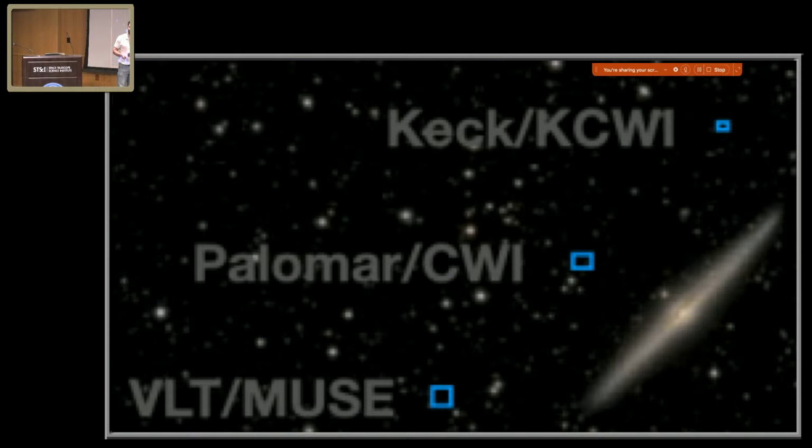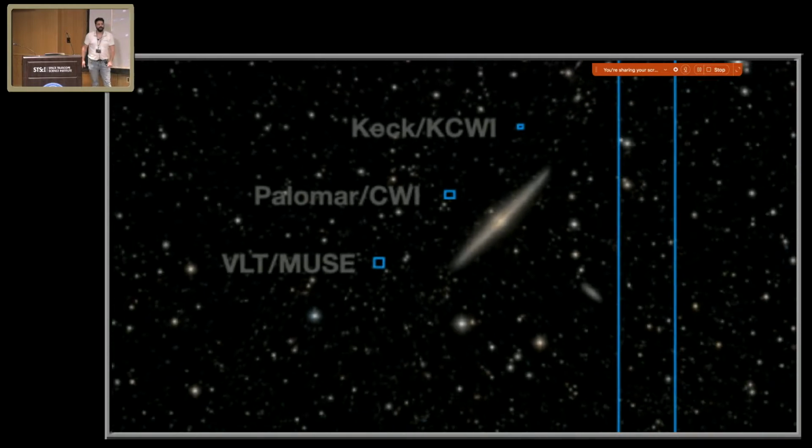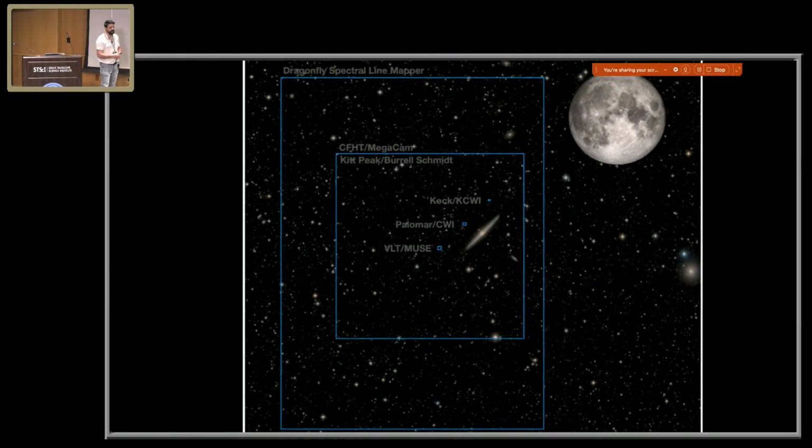And if we want to start putting together this picture of how the CGM and IGM, or CGM and ISM actually couple to one another, then these are great examples to look at. And so that's why the Dragonfly Spectral Line Mapper, I'll argue, is the perfect instrument to complement Keck and MUSE here in the local universe.